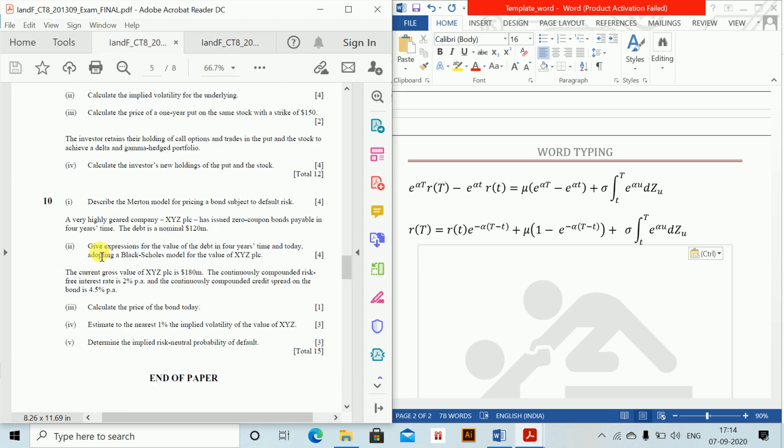Next, a very highly geared company, XYZ PLC, has issued zero coupon bonds payable in 4 years' time. The debt is a nominal 120 million. Give expressions for the value of the debt today, adopting a Black-Scholes model for the value of XYZ PLC. The current gross value of the company is 180 million. The continuously compounded risk-free rate is 2%, and the continuously compounded credit spread on the bond is 4%. Calculate the price of the bond, to the nearest one, and determine the risk-neutral probability. So first we need to find the expressions. So let's do the expressions first.